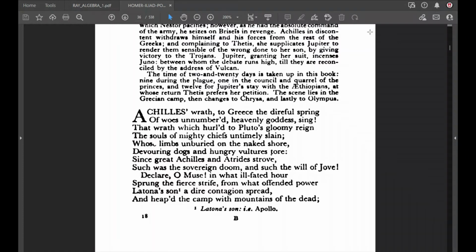Now we know from Catholic teaching that anger is one of the chief sources of sin. So do you think it's a good thing to be known for your anger or for your wrath? No. And what we're going to find is that Achilles' wrath, this anger of Achilles, gets him into trouble. Achilles' wrath, the opening words of the poem, is the theme of the whole story.